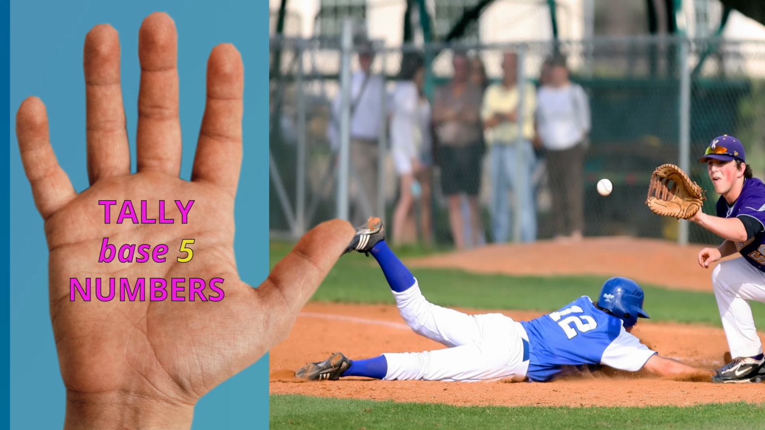In baseball, runs are recorded using a tally system like this: 1, 2, 3, 4 and 5, and then we start again: 6, 7, 8, 9 and 10. This tally system is based on the number 5, like the number of fingers of one hand.